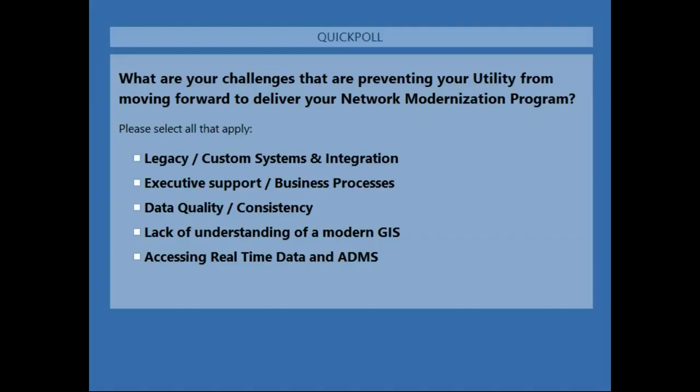So I'm interested in the next poll. If you try to understand all these different data sets, all these IoT sensors, all the impact to your renewable grids, I'm very curious to understand, what are the challenges that you see that are preventing your utility from moving forward to deliver your network modernization program? Is it your legacy or custom systems integration? Is it the executive support, or just that your current business processes are out of date and aren't aligned with a modern strategy? Is it data quality or consistency? Or is there a general lack of understanding of what a modern GIS is in your organization? And finally, do you have the capability to access real-time data, and/or do you have a modern ADMS?